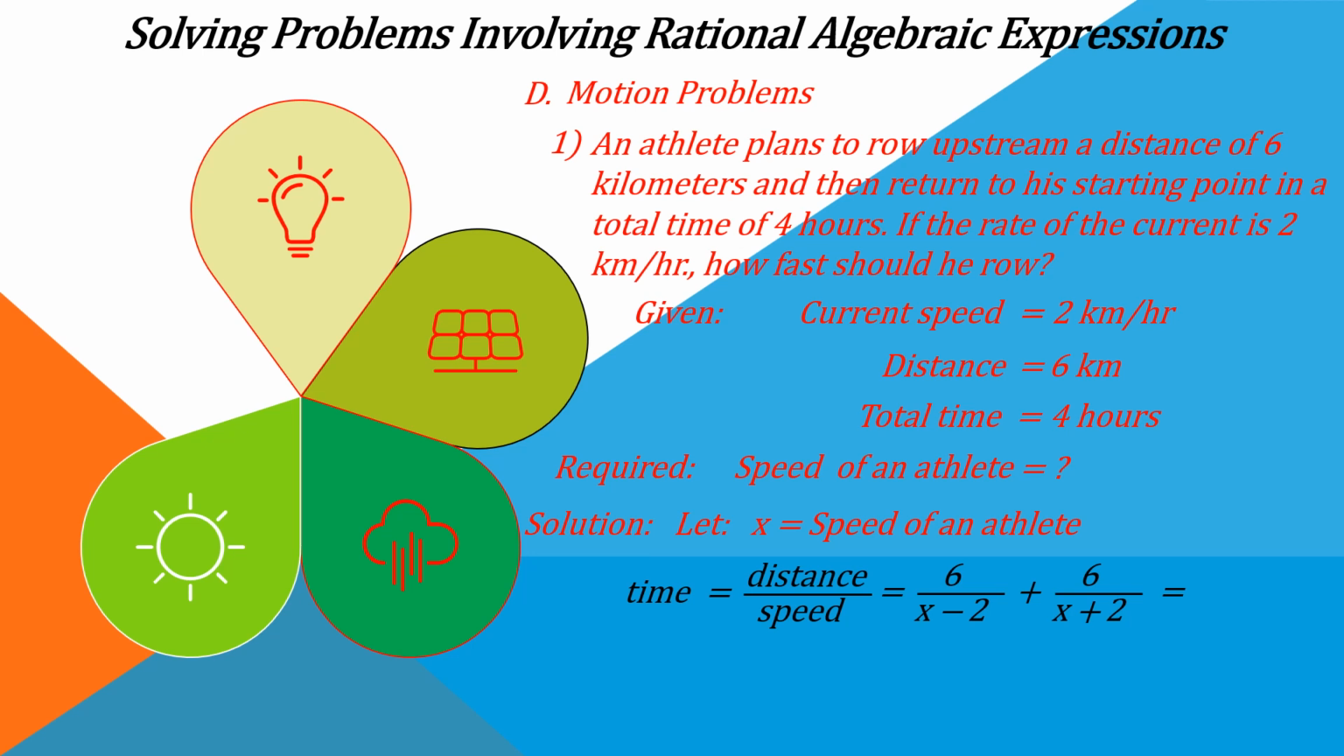So in this expression of two algebraic expressions, the distance is 6 kilometers, both upstream and downstream. And the speed is, this x minus 2 is upstream, and then this x plus 2 is downstream. We are solving for the time in this situation, and it is equal to 4 hours. That is the total time of the athlete rowing upstream and downstream.